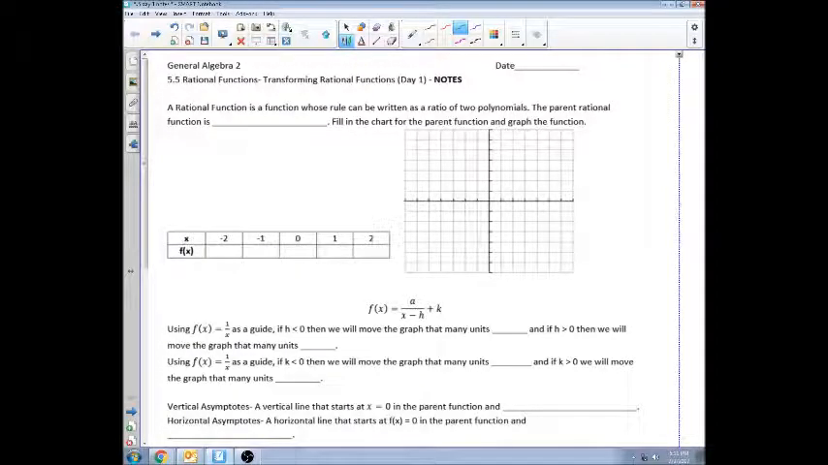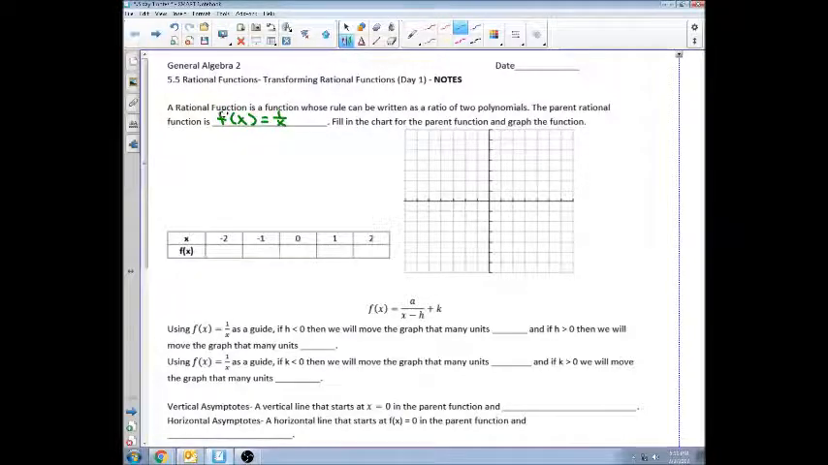It is 5.5, Rational Functions, Transforming Rational Functions. What this means is we are going to start looking at the graphs of our fractions. So a rational function is a function whose rule can be written as a ratio of two polynomials. Basically what that means is a fraction. Okay? The parent rational function is f of x is equal to 1 over x.